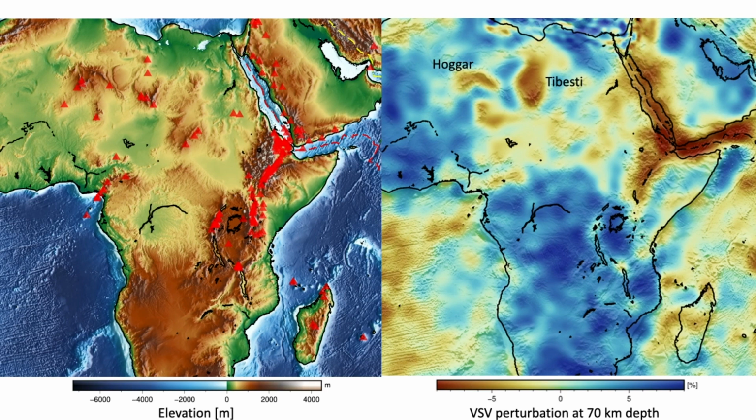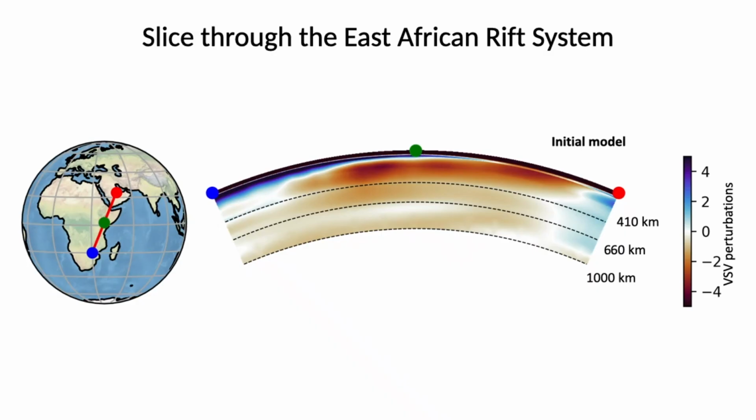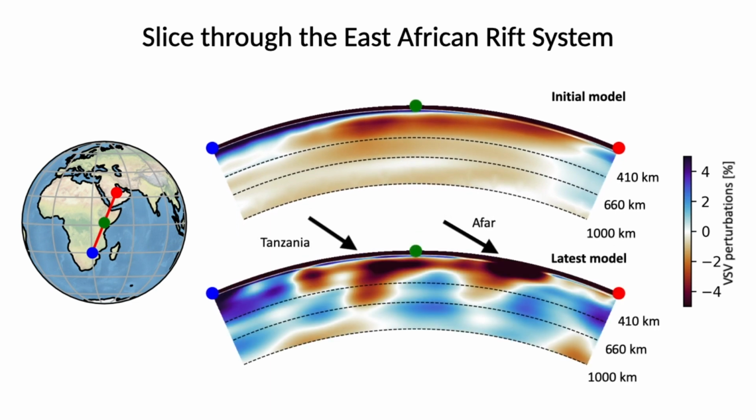We also see a line of slow anomalies that aligns very well with the Cameroon volcanic line. Another dominant feature is the Afar triple junction. Here, 3 plates are rifting apart. This area is considered a present-day example of continental rifting leading to seafloor spreading. This is a cross-sectional plot through the East African rift system showing our initial model. If we take a look at the final model now, one can see low velocity anomalies deep beneath the Afar region and Tanzania.